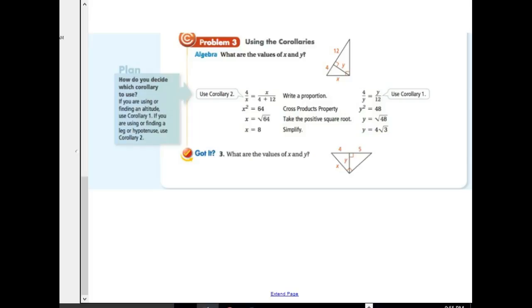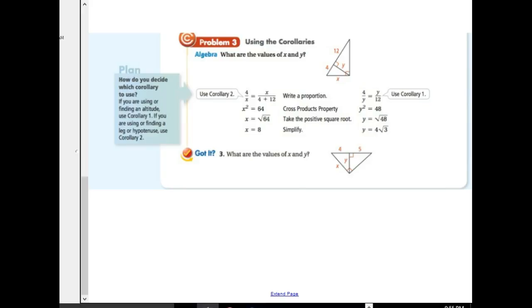Hello, we're looking at problem number 3 from your Geometry Part 2 textbook. This is found on page 463 of your textbook. And what it's talking about here is how to use a geometric mean and set up a proportion the correct way when you have a triangle.